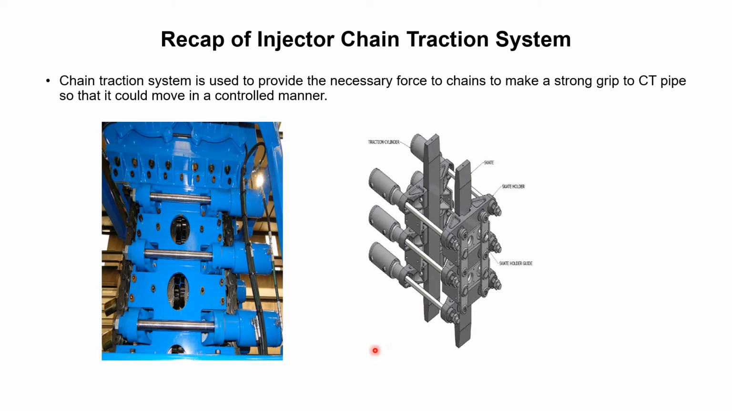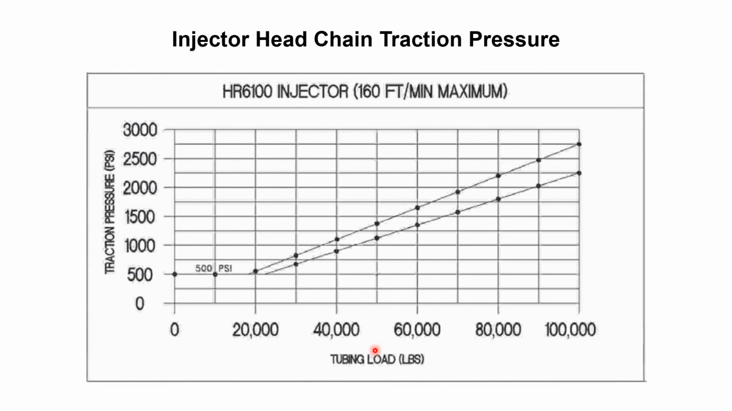Now we'll move to our main topic, that is how to adjust chain traction pressure. For the adjustment of chain traction pressure, we use a chart which is given over here. We can see that this chart is between two parameters. On the x-axis we have the tubing load in pounds, and on the vertical axis, or y-axis, we have traction pressure in psi. So to adjust the traction pressure, we need to find out the tubing load.